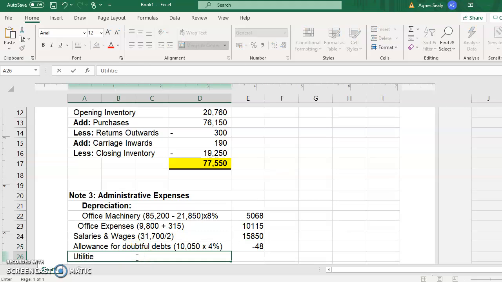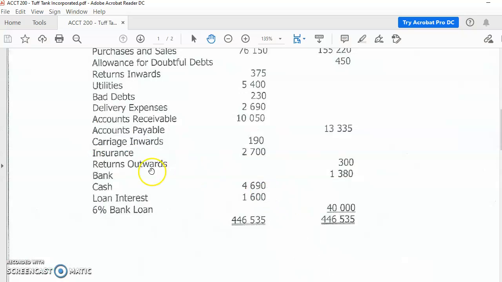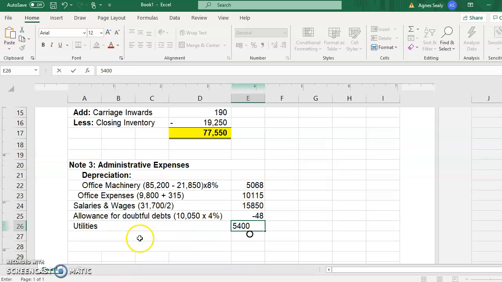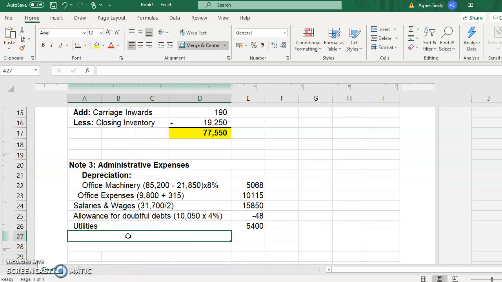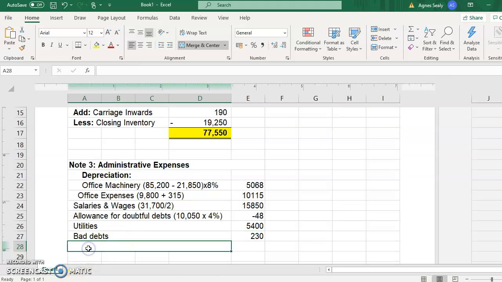We have our utilities, $5,400. Double check that. Yes, our utilities, $5,400. Then we have our bad debts. We said that is also an admin expense. Our bad debts are $230.